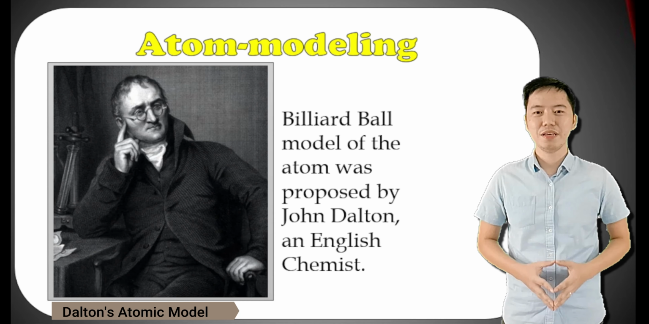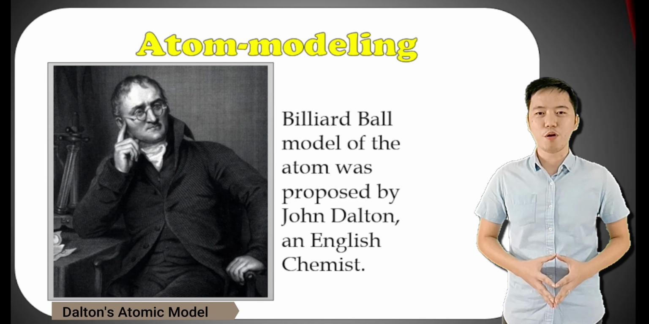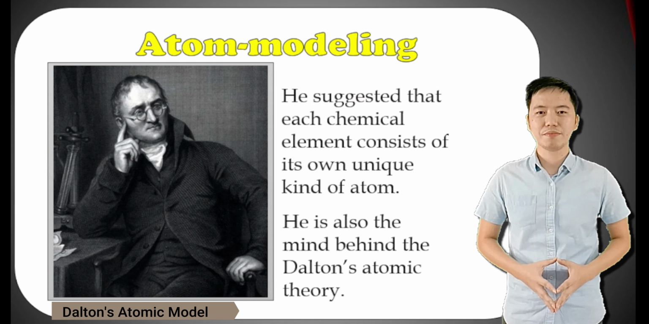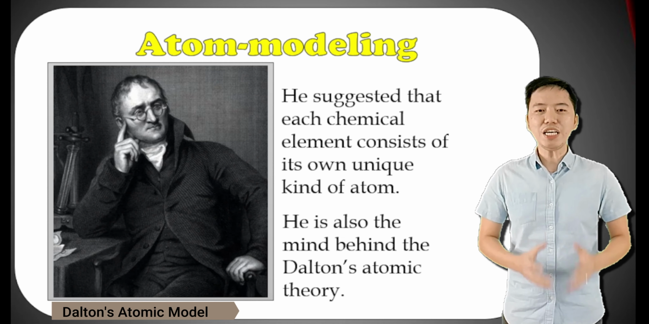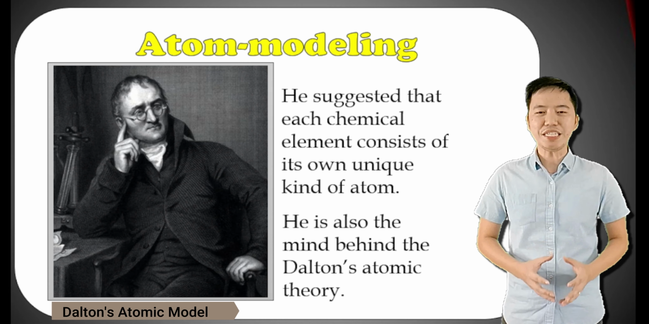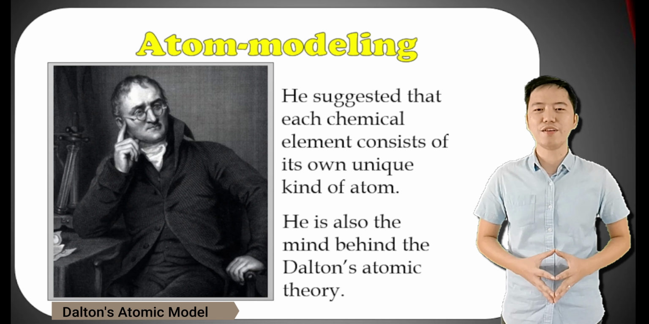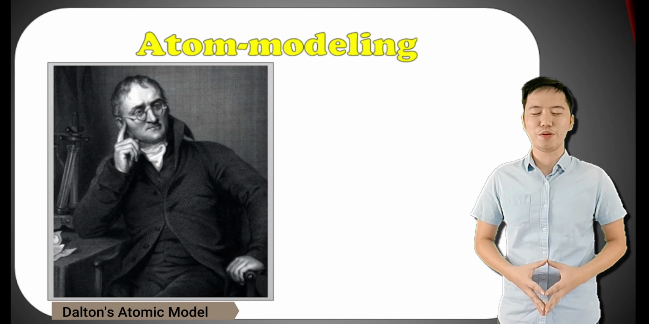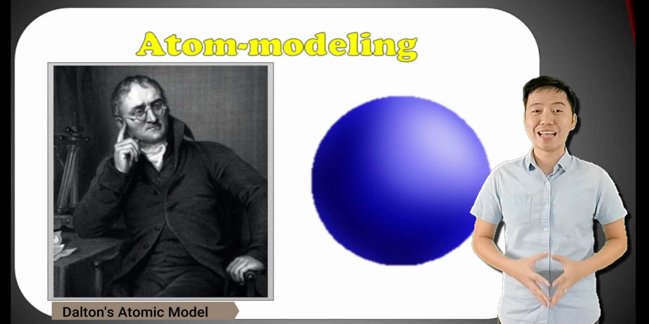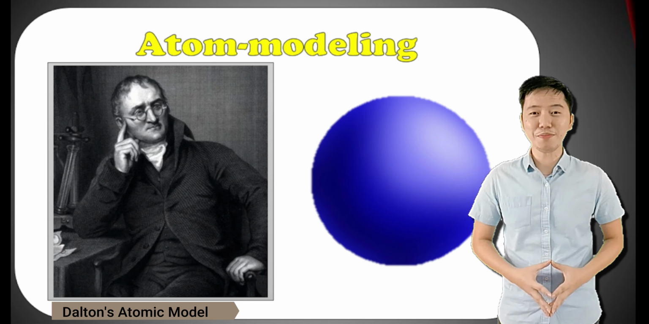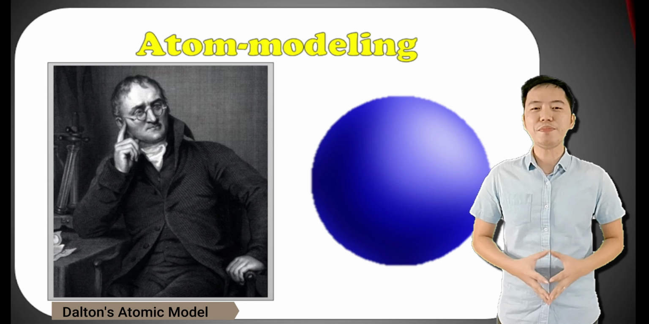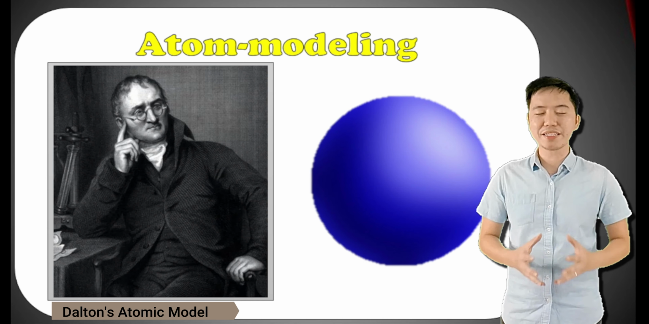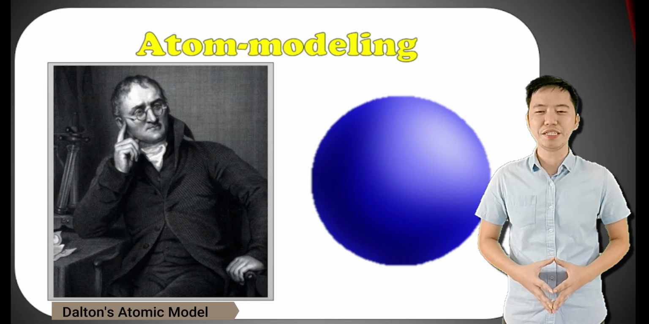Proponent. This model of atom is proposed by no other than John Dalton, an English chemist. He suggested that each chemical element consists of its own unique kind of atom. He is also the mind behind Dalton's atomic theory. If you ask Dalton to draw his diagram, he would simply draw a circle. As simple as this, but made the scientific world rise from the abyss.